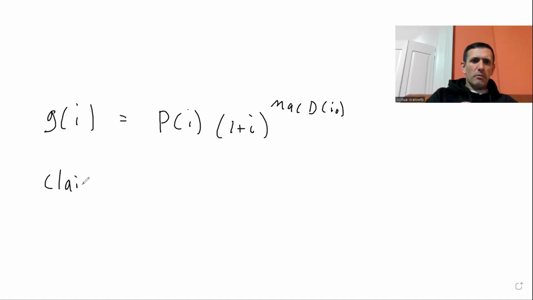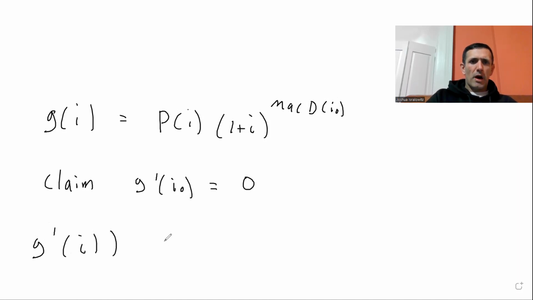So I claim that G prime of I0 is 0. Okay. And this is pretty easy to do. Let's just do this by the product rule. So it's the first times the derivative of the second. So this is just a power rule. Really, I'm doing the derivative of 1 plus I, which is just 1, times, well, drop the exponent, subtract 1 from the exponent. But it's really just a power rule.